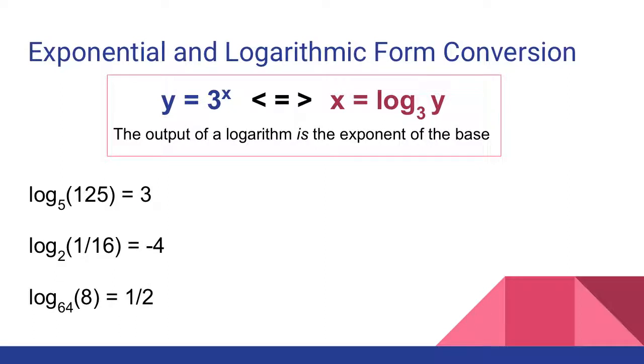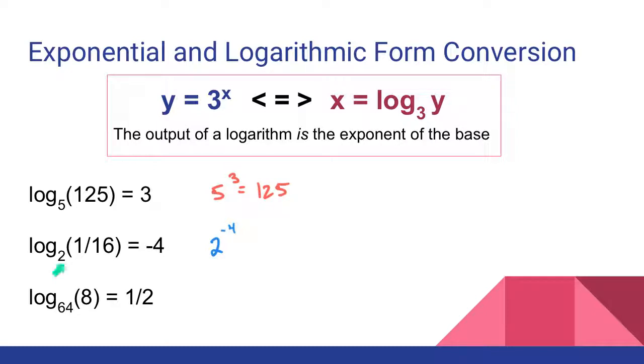So in these three equations, you have log base 5 of 125, that's going to equal 3. Because 5 to the third power is 125. So if you want to rewrite that, you would just say 5 to the third power is equal to 125, which maybe makes more sense now when you look at it this way.